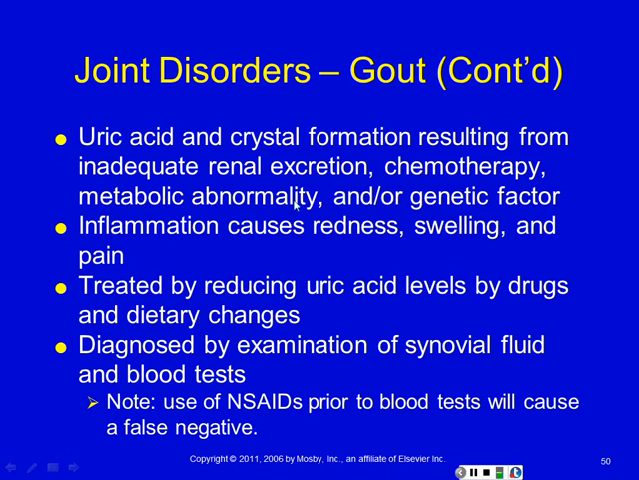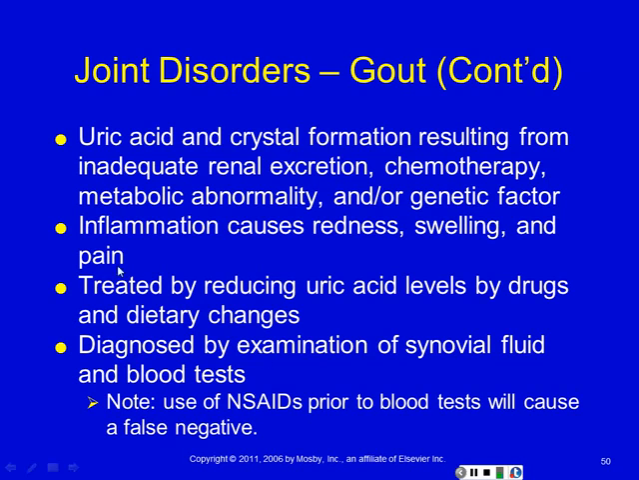Other metabolic abnormalities, and for some people it's genetic. So the inflammation in the joint causes redness, swelling, and pain, like you'd expect inflammation to cause in a joint. The treatment is to reduce uric acid levels. So you can do it through diet, or you can do it through some medications. But if you keep the uric acid level low, no crystals form. No crystals means no pain, and no pain means no gout.